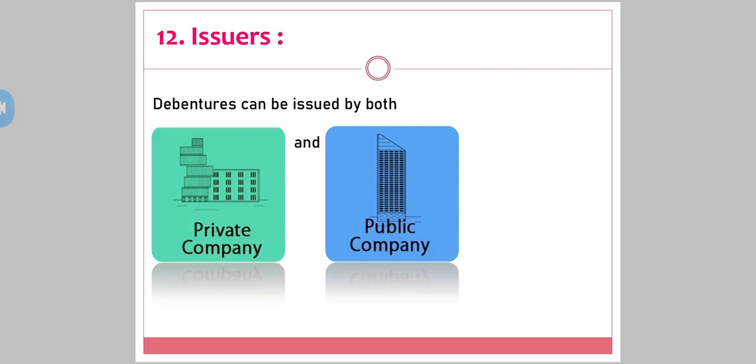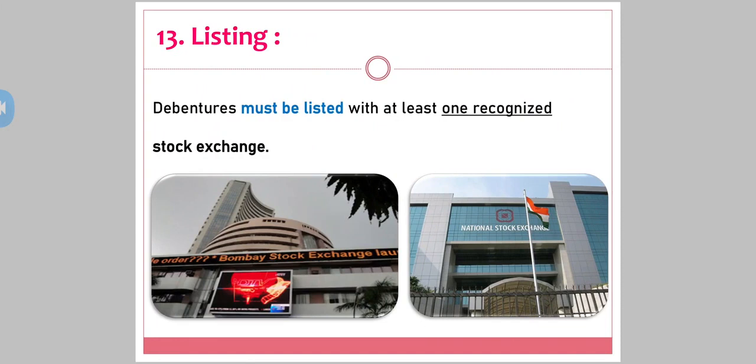The 12th point you have got is who can issue debentures. Here it's very simple. Both companies, private or public, can issue debentures. See, debentures can be issued by both private companies as well as public companies. The 13th feature you have got is debentures listing. Listing means to put there, to list something. See here, debentures must be listed with at least one recognized stock exchange. Now you have got two stock exchanges here, that is Bombay Stock Exchange and National Stock Exchange.